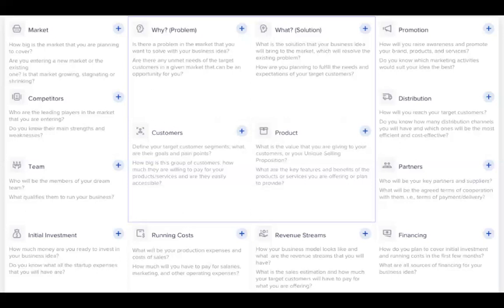Financing: how do you plan to cover the initial cost? Are you taking personal savings, family and friends and foes, just like somebody called it the other day, loan, debt financing, equity financing, grant? You need to understand and have a plan for each of these.